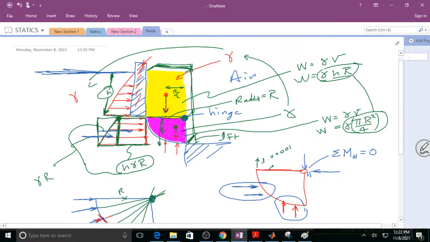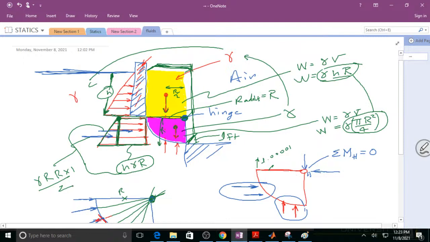If I don't lift my pen, the area of this right here, gamma times R, would be the value at the very bottom. Now that's the pressure times the area, which is R by 1. So it'll be another R, but it's a triangle, so you have half of it.